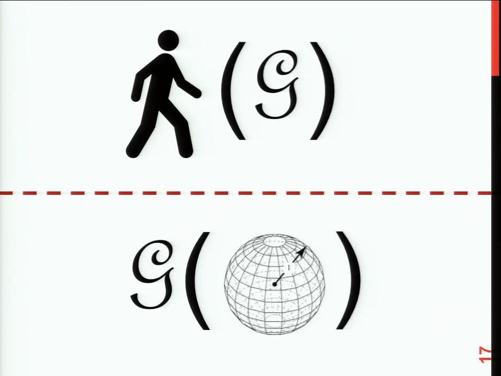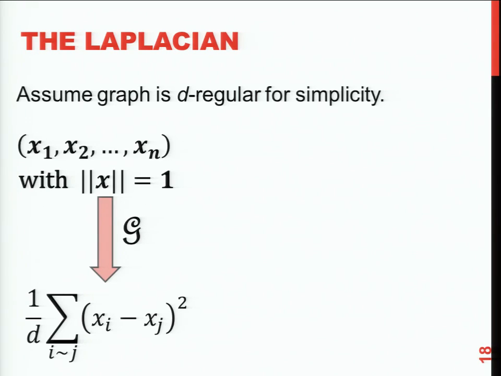So what is this operator G? This operator G is called the Laplacian of a graph. From now on, the way we will think of the graph is as this operator called the Laplacian. Assume again this graph is D-regular for simplicity. All of this theory can be extended to the case when each of the nodes has a different degree. D-regular means that each node has D edges coming out of it.